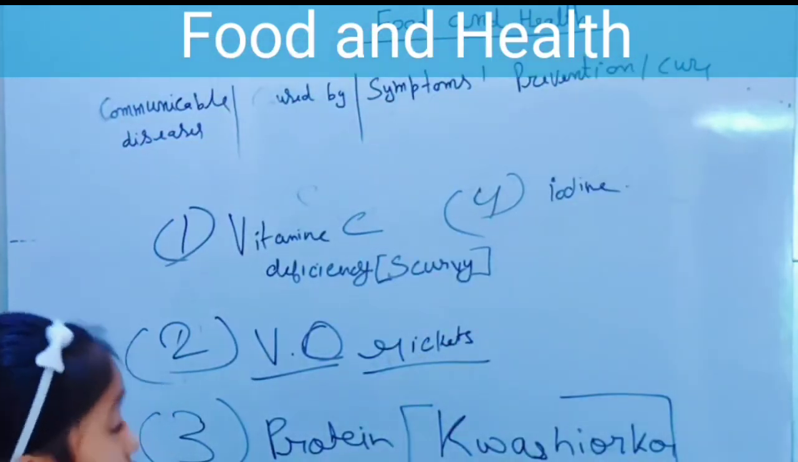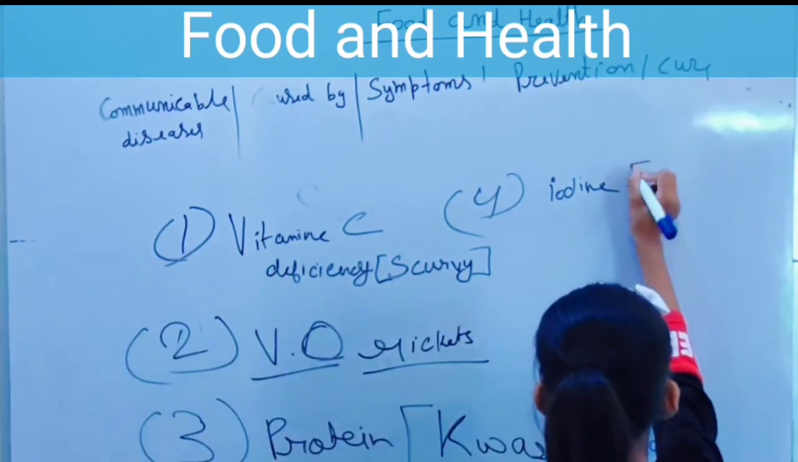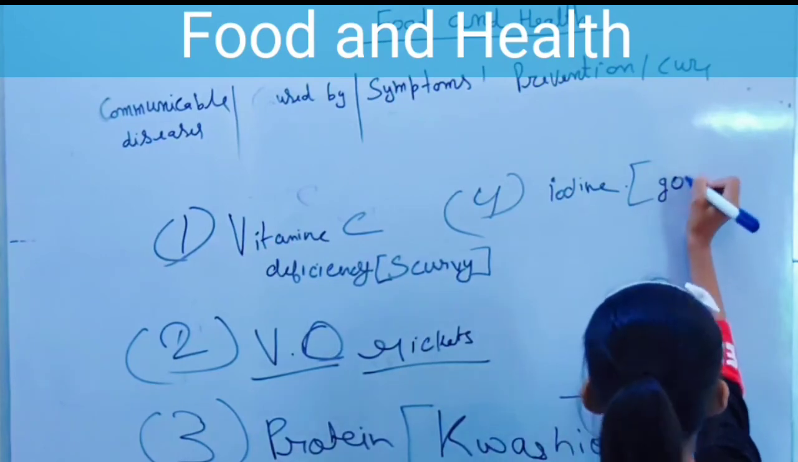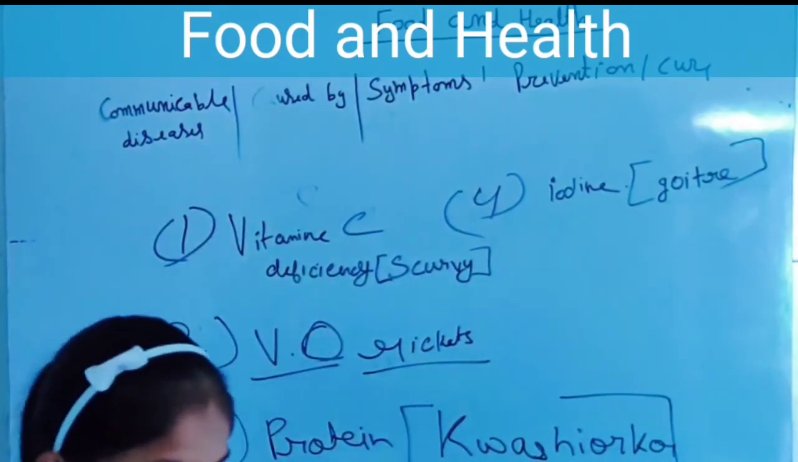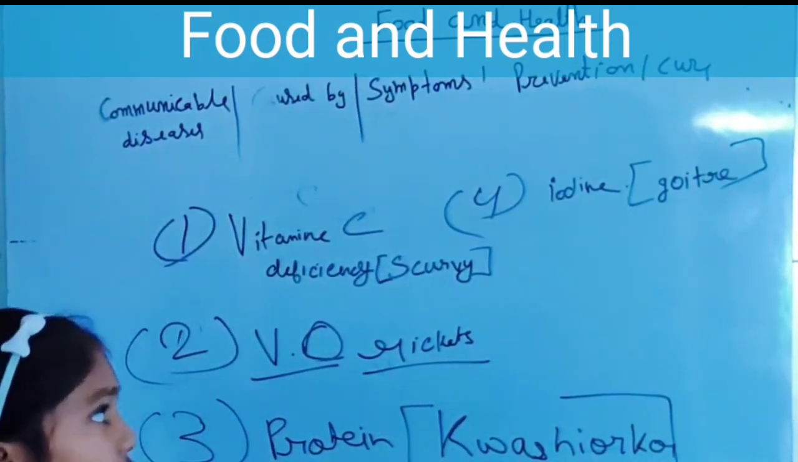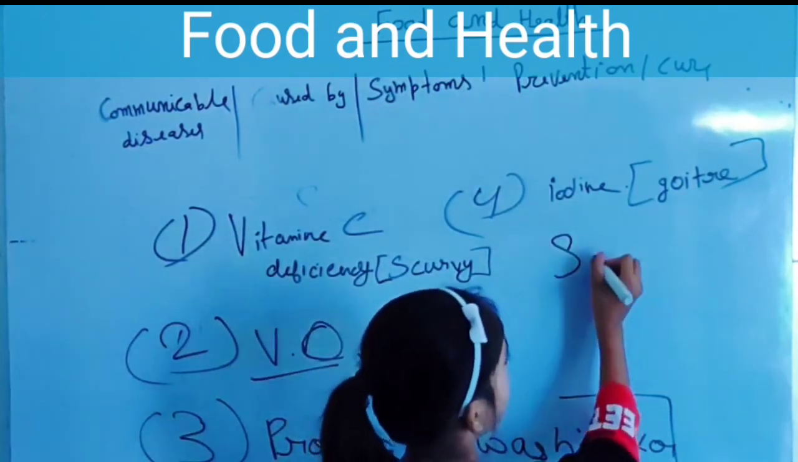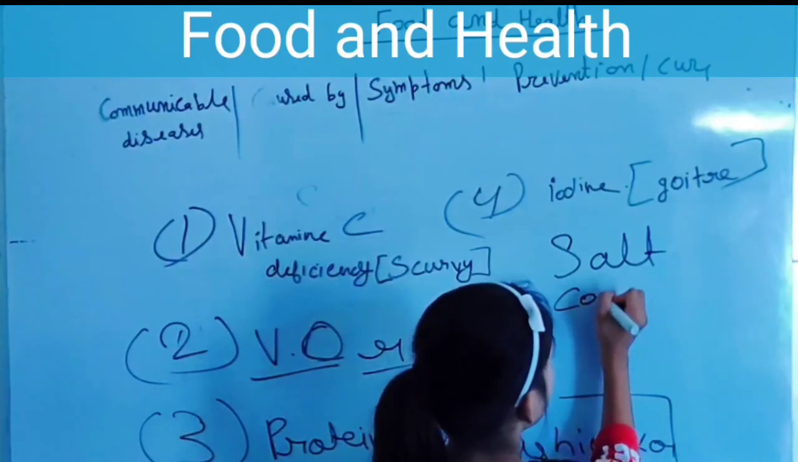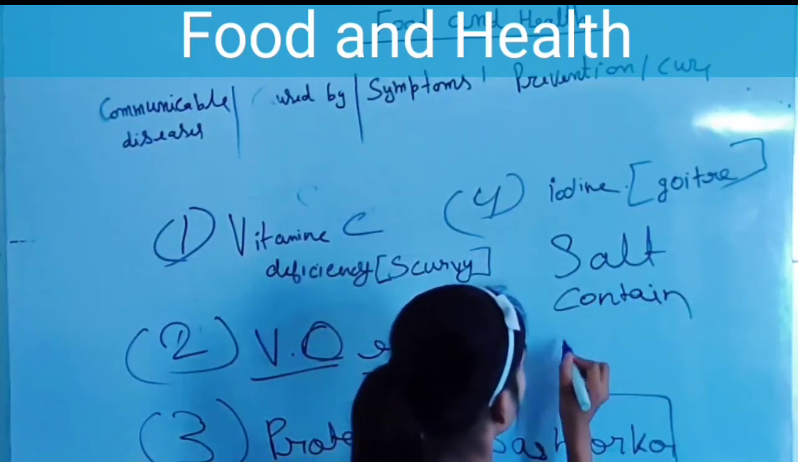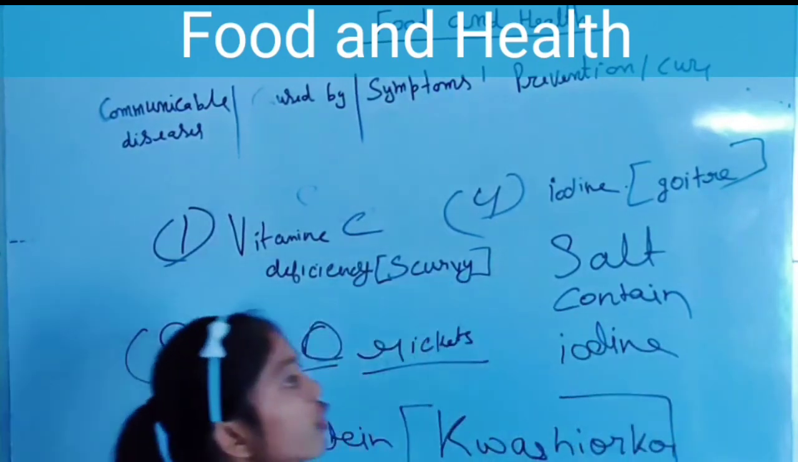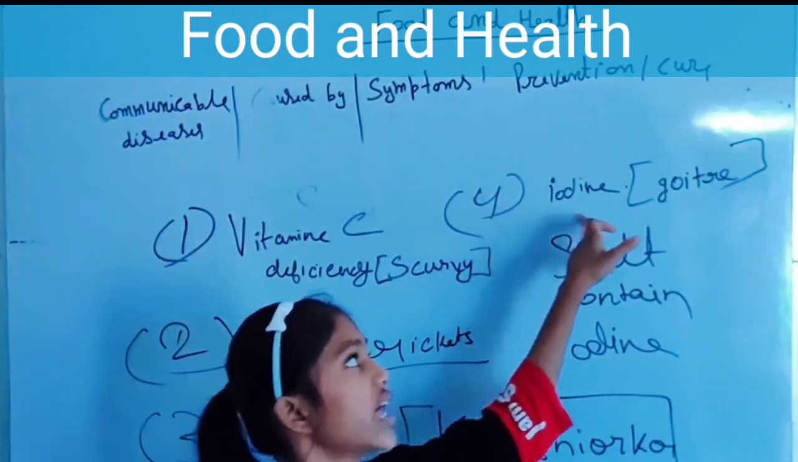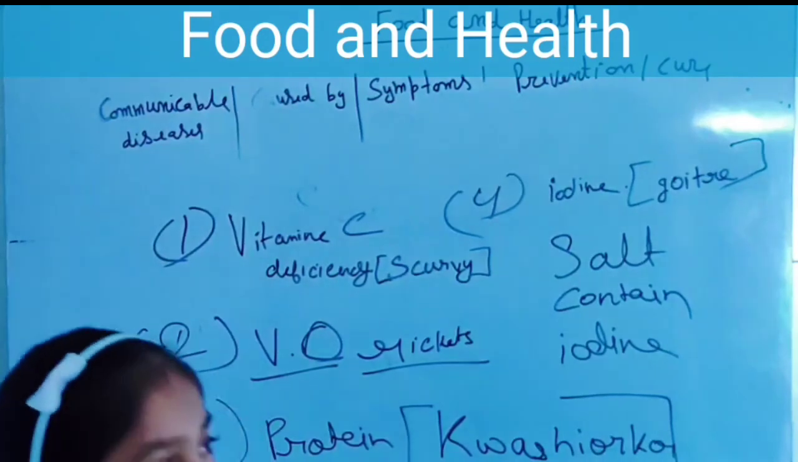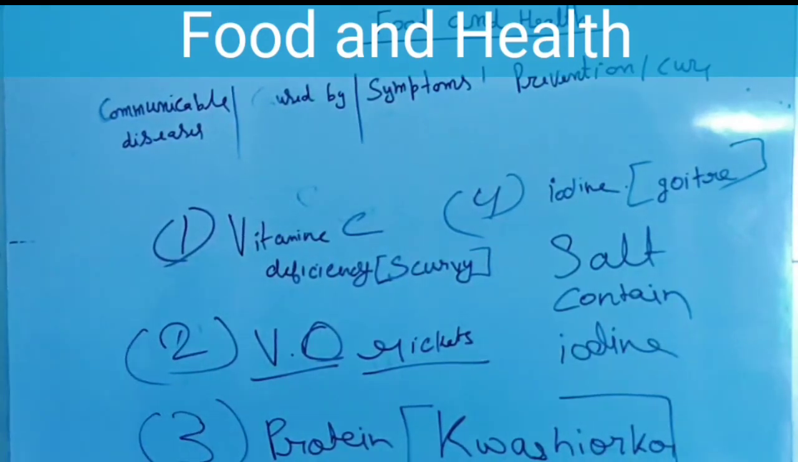Now next is about iodine. That is goitre, caused by lack of iodine. Salt contains iodine. If you are not eating salty things, you will not get iodine, and that can cause goitre. And here I am showing the picture. Your neck will swell out. So here you can see this.